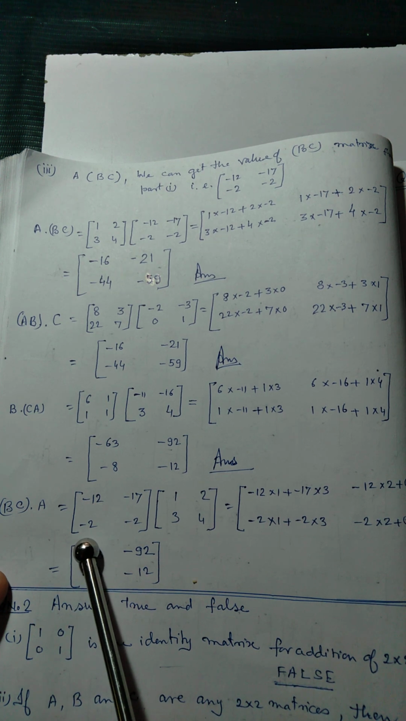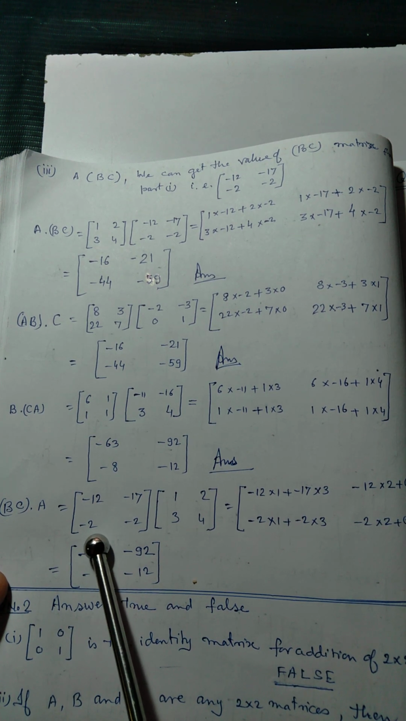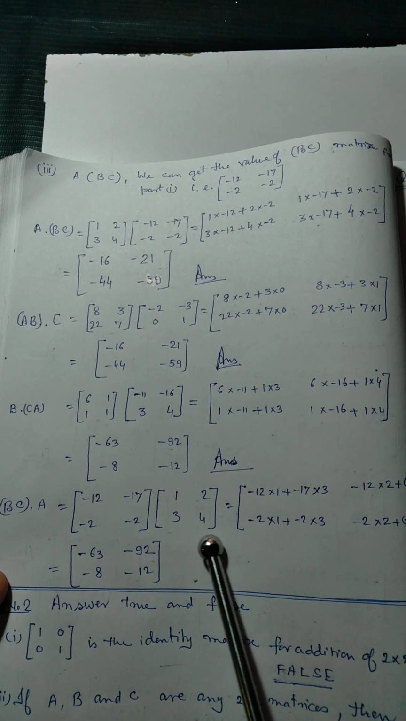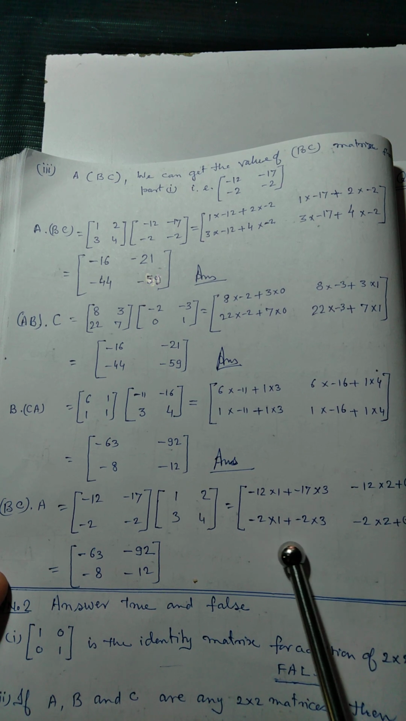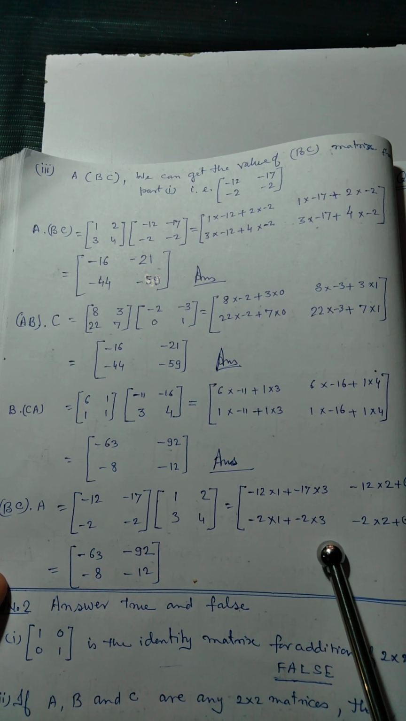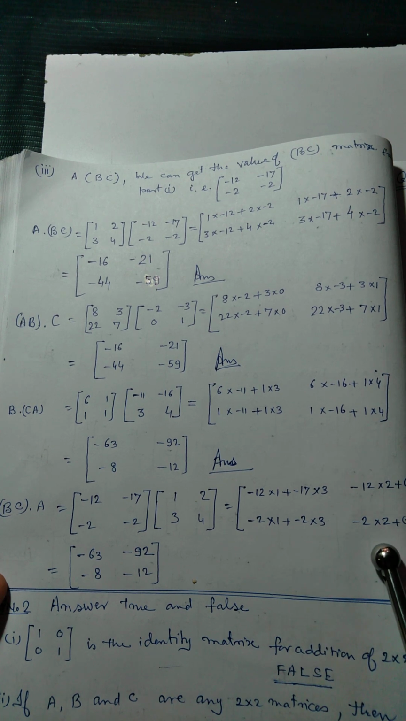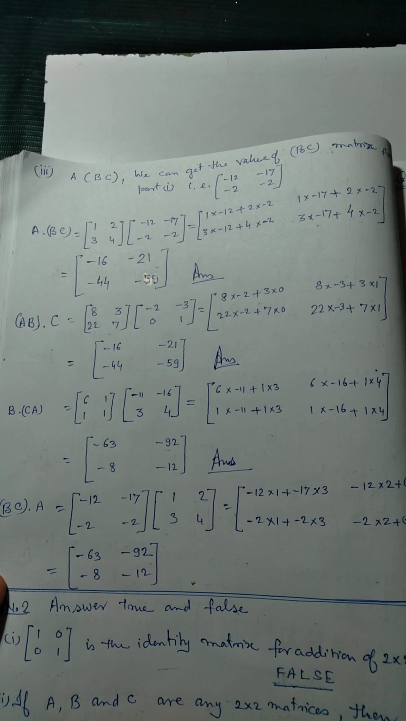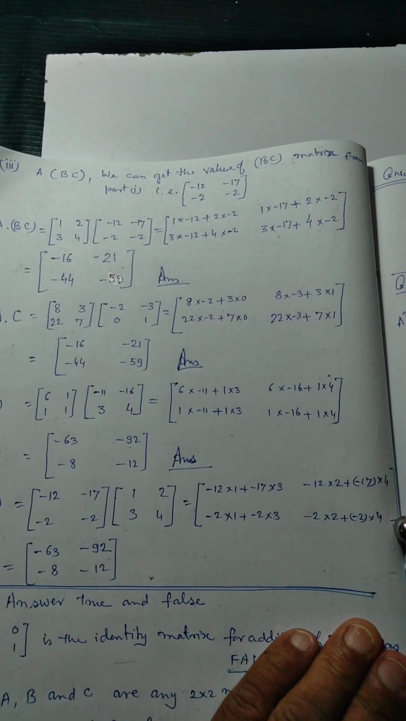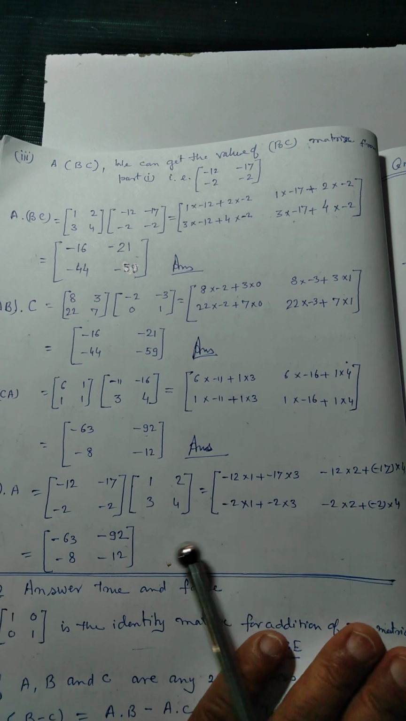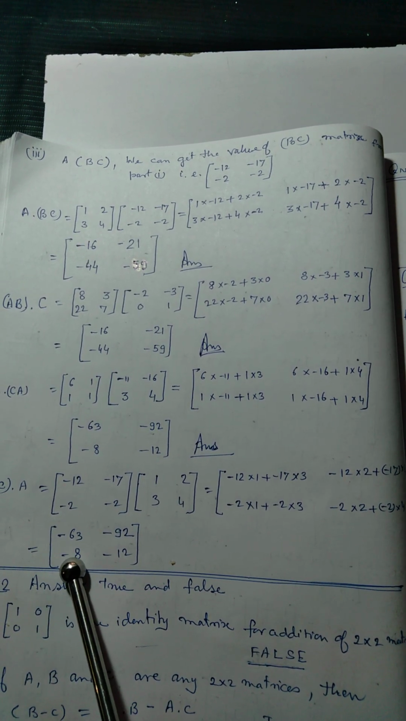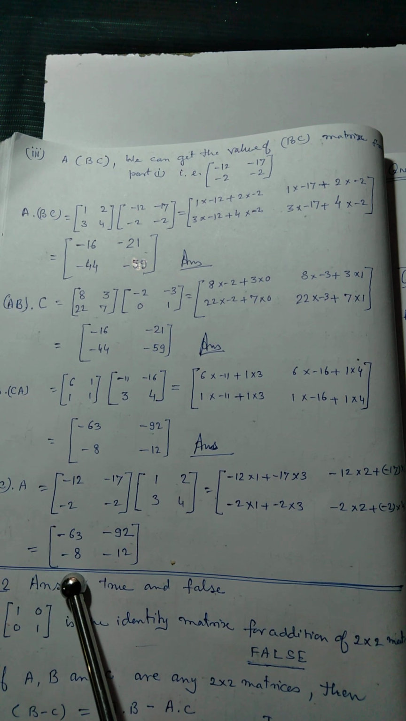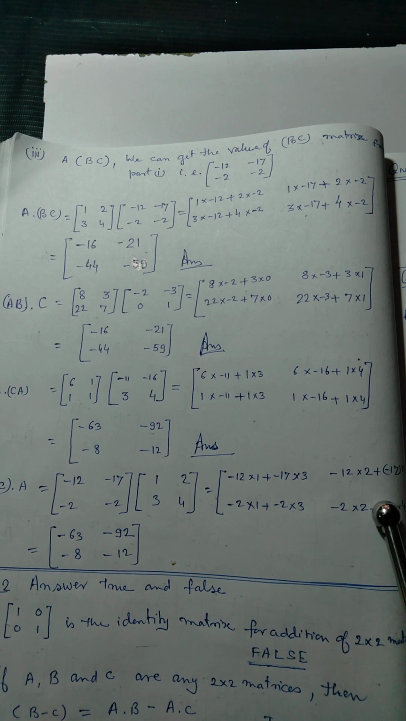Now proceed for the second row, that is minus 2 into 1. Minus 2 will be multiplied to minus 6, so minus 2 into 1 plus minus 2 into minus 2 into 3. You will get minus 2 plus into 2 plus minus 2 into 4. Now proceed for the final result. This will be equal to minus 63, minus 92, minus 18, minus 8, minus 12.